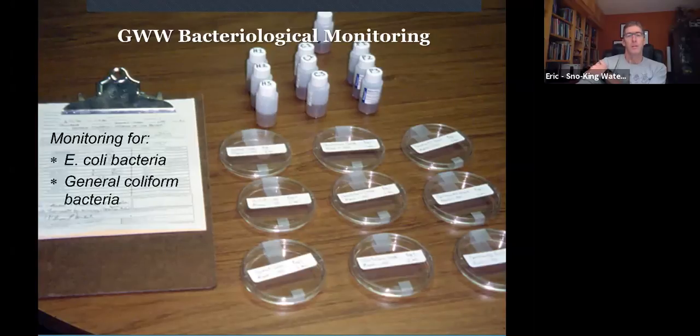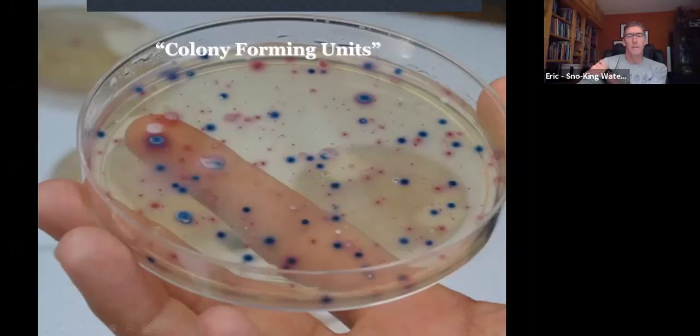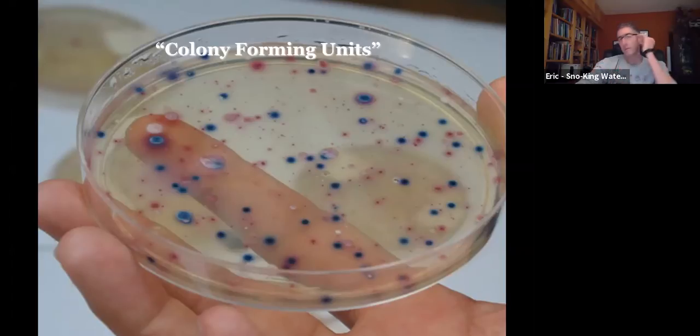So we're monitoring for E. coli and general coliform bacteria, and these are examples of what we're going to be using for our monitoring. When we talk about how we measure bacteria, we measure it in terms of things called colony forming units that are abbreviated CFUs. So this is an example of an incubated petri dish of water and media where the E. coli colonies react with an enzyme and turn blue, and other coliform bacteria's colonies result in a pink color.